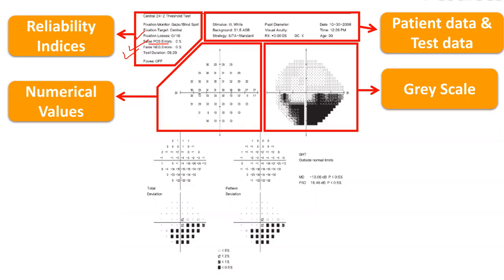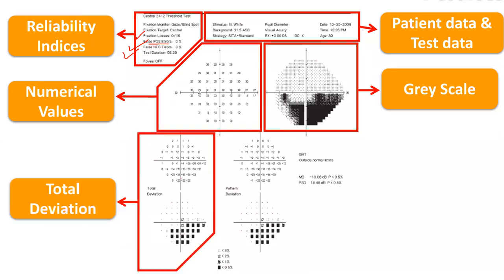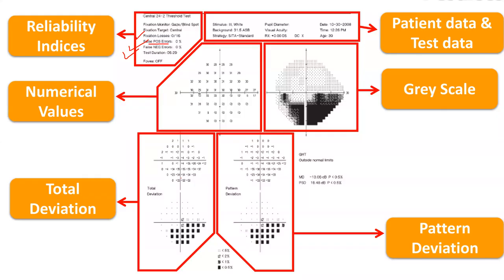And then there are two maps called the total deviation and the pattern deviation. The total deviation represents how much each point of the retina deviates from the normal sensitivity for the age and sex of this patient. So like -1, it is less than the normal for age and sex by 1, but here -33 means that this patient is below the normal for age and sex at this point by 33 decibels.